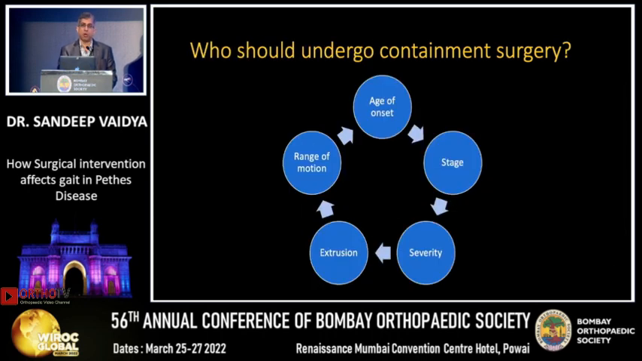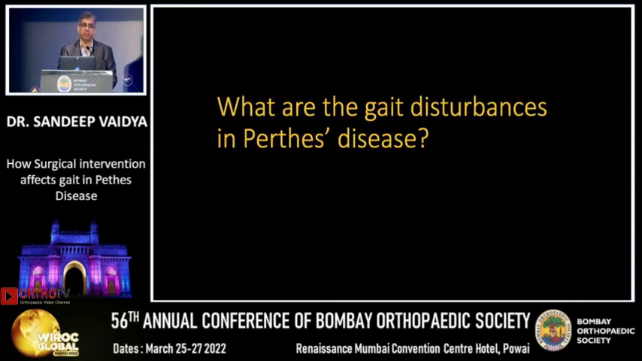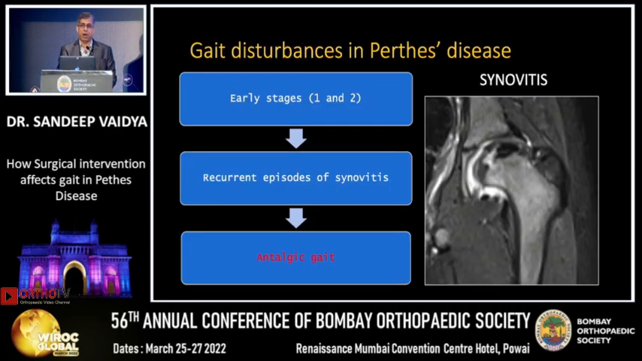Whether to perform containment or not depends on multiple factors, namely the age of onset of disease, stage of disease, severity of disease, whether the femoral head is extruded, and the range of motion of the hip joint. So before we go ahead to how containment surgery affects gait in Perthes disease, let us first understand what the gait disturbances in Perthes disease are. In the early stages, these children can have recurrent episodes of synovitis and hip irritability, because of which they can have antalgic gait. But these episodes are typically self-limiting and they get relieved with NSAIDs and rest.